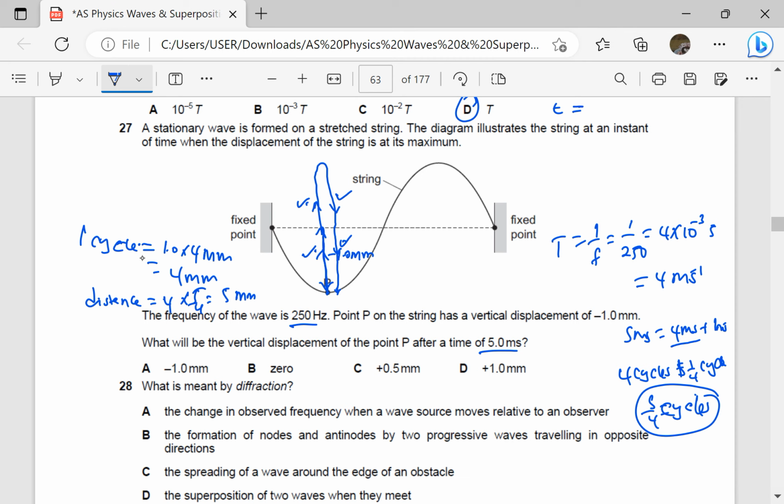Total distance will be 5 millimeters. So let's say it moves upwards, coming back, this is 4 millimeters, then 5 millimeters has to go back to equilibrium position. That means the displacement is going to be 0. So this total distance is supposed to be 5 millimeters, but displacement is a vector quantity. So it goes back to equilibrium, so displacement will be 0.